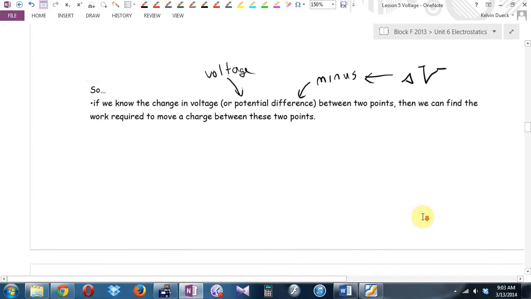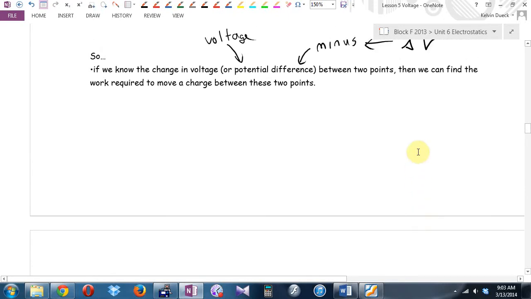Okay. Spencer Neely. So we can then find the work required to move a charge between these two points.